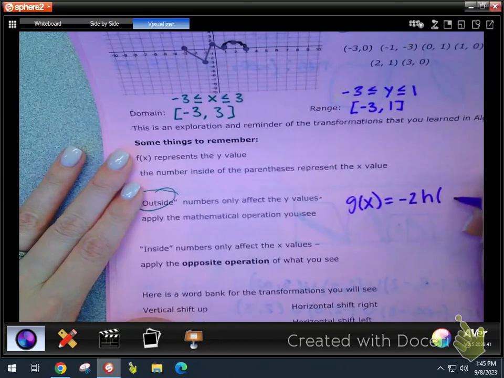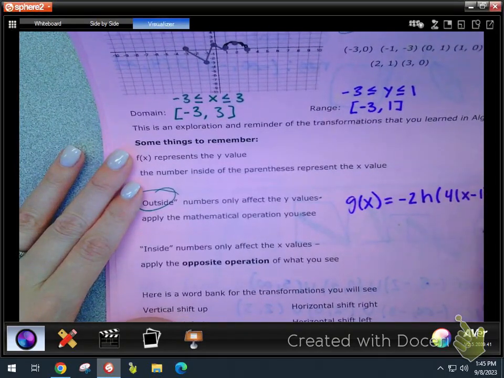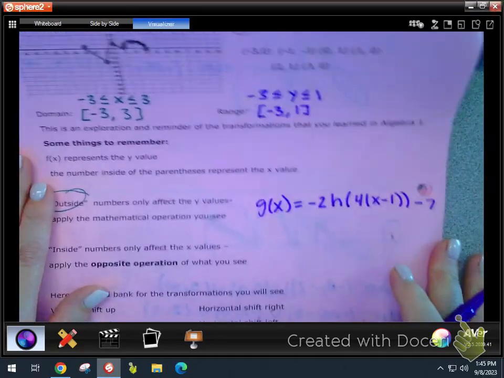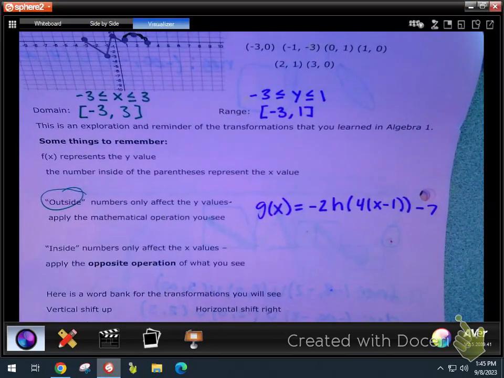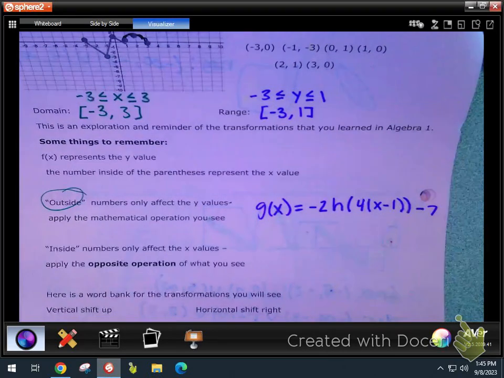h(4x - 1) - 7. Let's write that down. Okay? That is jam-packed with transformations in here. But I want to show you what I mean by outside of the function versus inside of the function. So outside numbers are going to be transformations on your y's. Those are going to be vertical transformations.